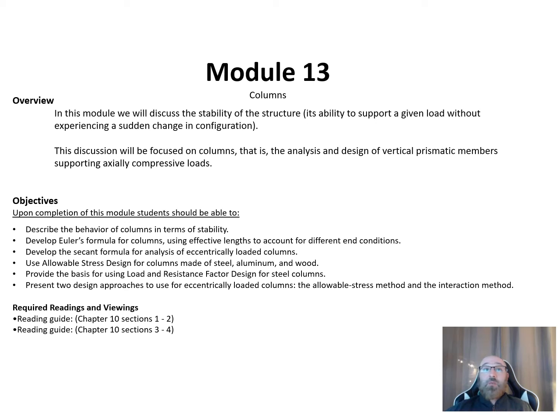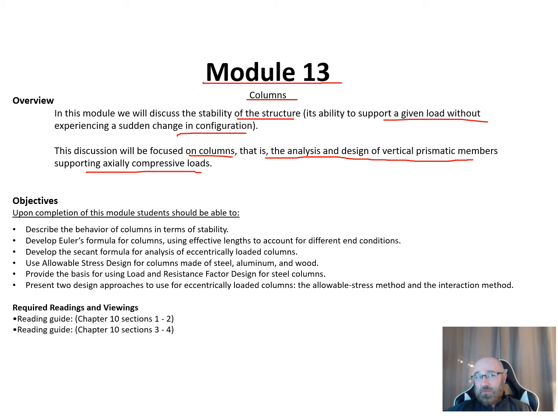So now as we begin our Module 13, we're taking a look at Chapter 10 in our textbook with the topic of columns. Within this module, we're going to discuss the stability of the structure, its ability to support a given load without experiencing a sudden change in configuration. In this discussion, we're going to be focusing on columns, that is the analysis and design of vertical prismatic members supporting axial compressive loads.